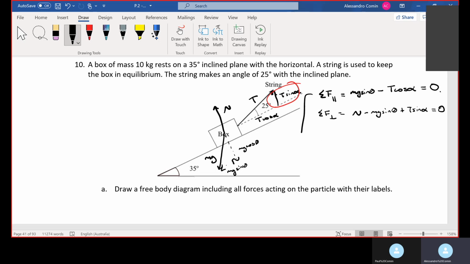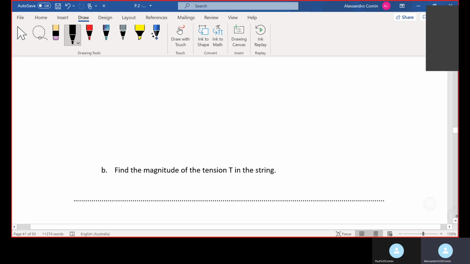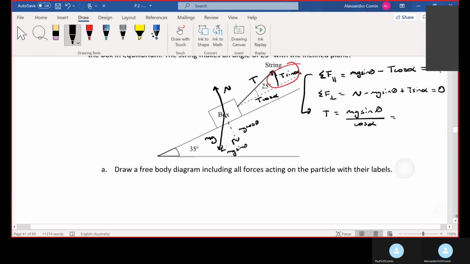But anyway, to rearrange for T, we can clearly see that we're going to use the first equation. And just rearranging, I'm going to have T is equal to mg sine theta on cos alpha, and whatever that's equal to. That is equal to 62 Newton, sorry, not degrees.